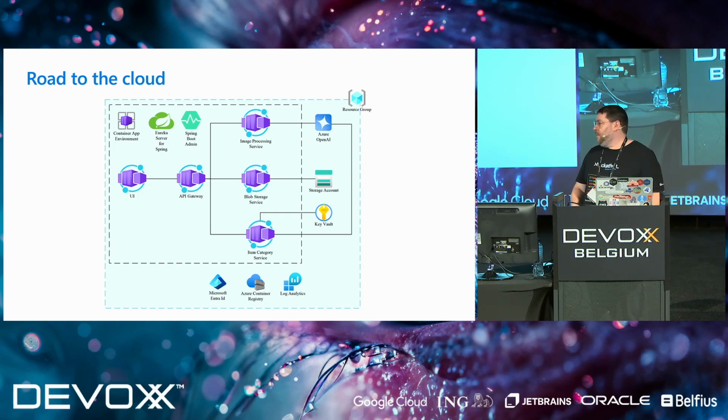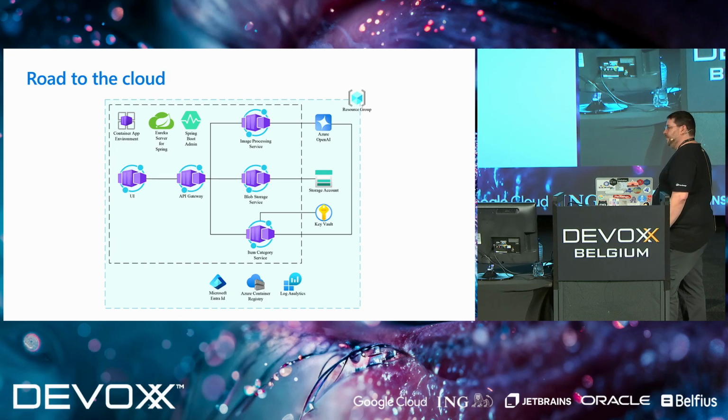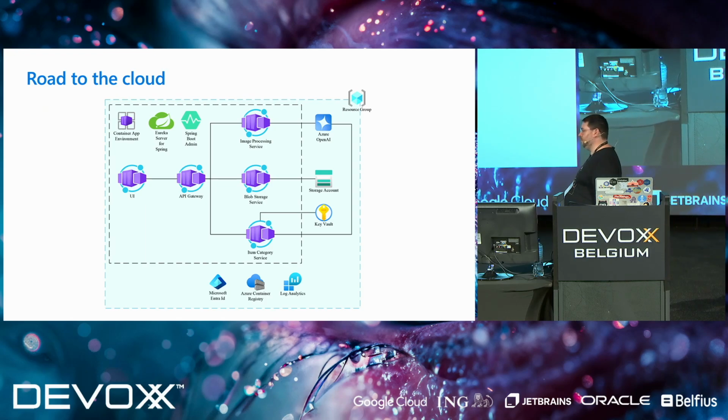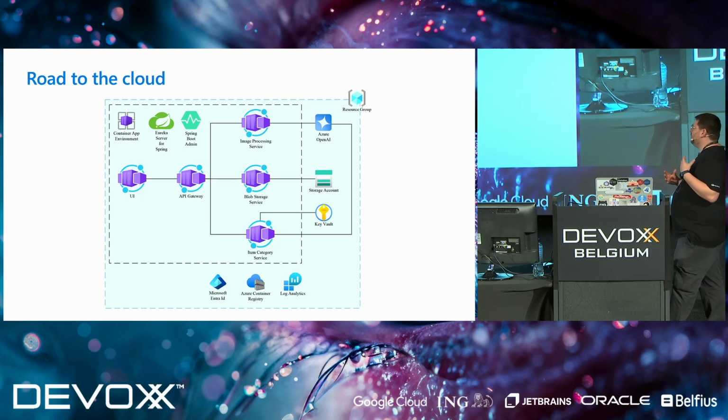So, Pierre, just a question, because I'm a huge fan of Kubernetes. If I have to deploy this in Kubernetes, I can imagine the Eureka server and Spring Boot Admin are services that I can deploy. Why should I go with Azure Container Apps and not Kubernetes? For me, it depends.